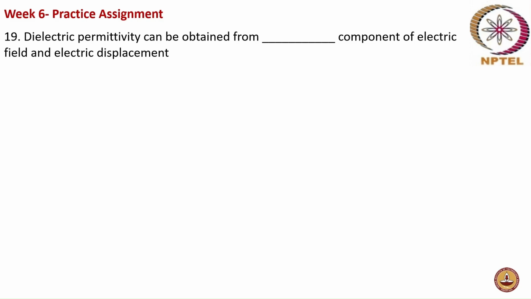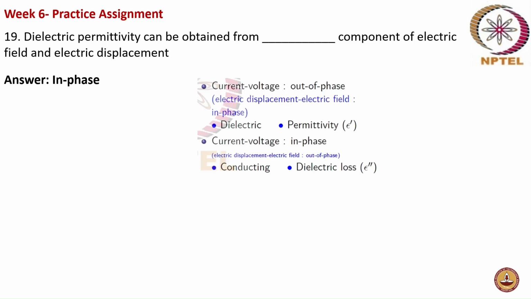Whether it is in phase or out of phase. In phase, dielectric permittivity. If electric field and electric displacement are in phase, you can find the dielectric permittivity. If electric displacement and electric field are out of phase, you can find the conductivity or the dielectric loss.